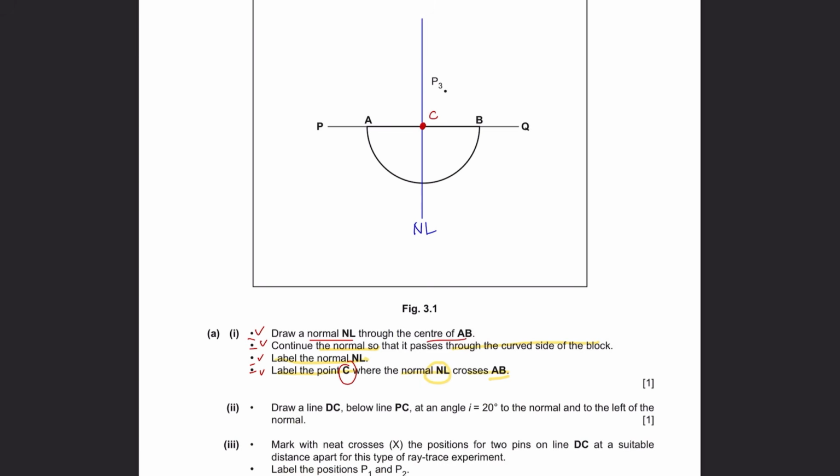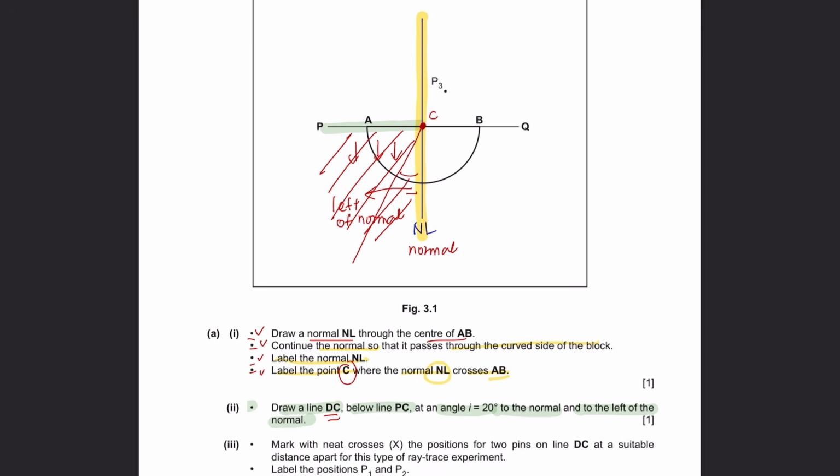Done. Question 2, bullet point 1. Draw a line DC below line PC at an angle I equals to 20 degrees to the normal and to the left of the normal. So the line DC will fall under this region at an angle of 20 degrees to the normal.